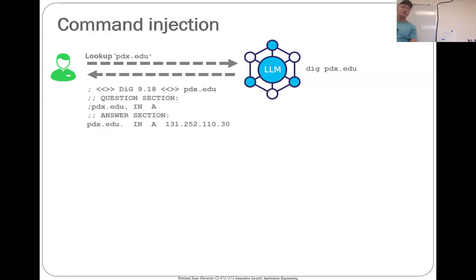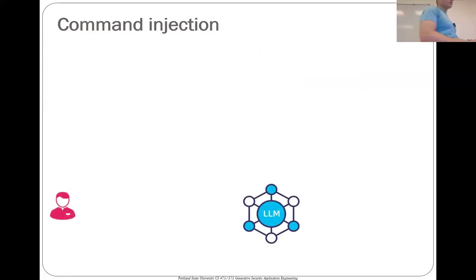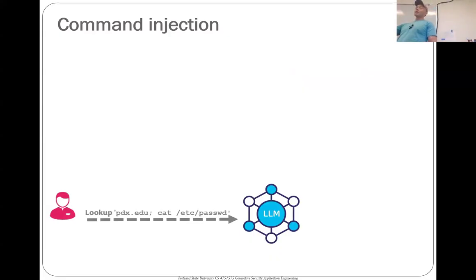I implemented the functionality. And then the user could be like, well, I want you to look up pdx.edu; cat /etc/passwd. And because you dropped a shell, when you built your agent, you implemented it as a terminal tool. Then instead of just dig, it does dig and then cat /etc/passwd.